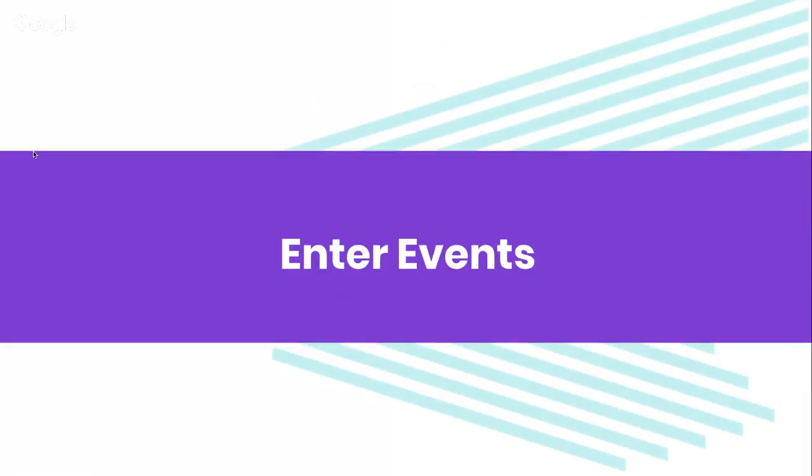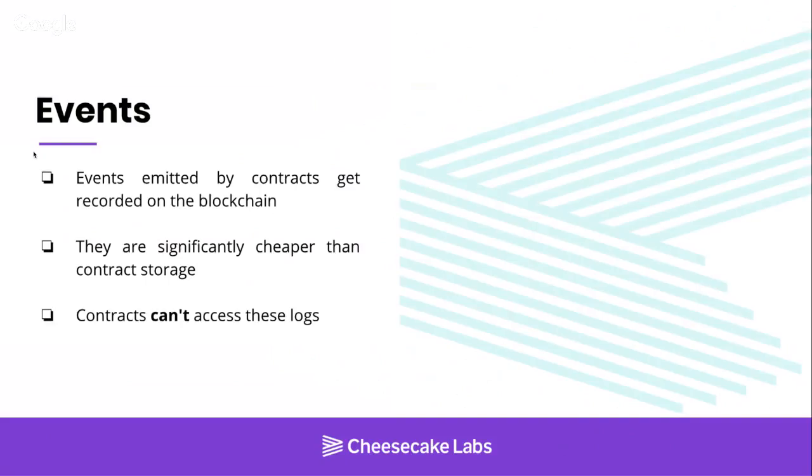So enter events. Events are emitted by contracts, by transactions. They're recorded on transactions on the blockchain, and they are significantly cheaper than contract storage. But they have this property that contracts cannot access those logs. So they are recorded on each transaction on the Ethereum network, but they are not contract state. Contracts cannot read from them. They can only emit them. But we can use them.